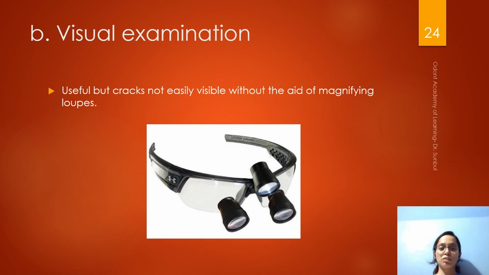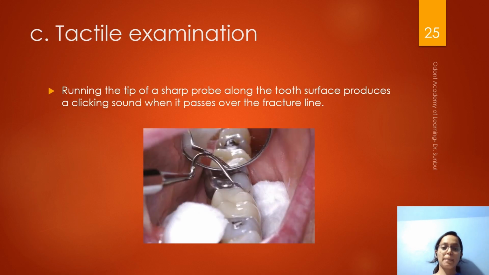Then we can use magnifying loops for visual examination, because to a naked eye the tooth is already very small and the cracks are going to be way smaller, and they might sometimes go unnoticed if we are trying to observe it with our naked eyes. Then there's tactile examination, where we are taking the sharp end of the probe and running it around the tooth surfaces. There will be a sudden click sound in the place of the fracture line.